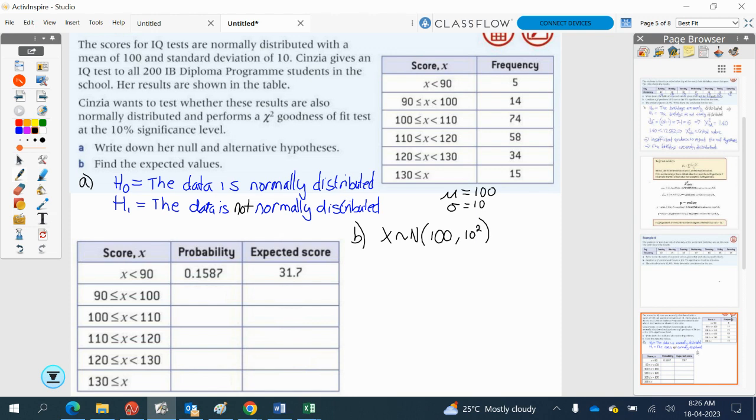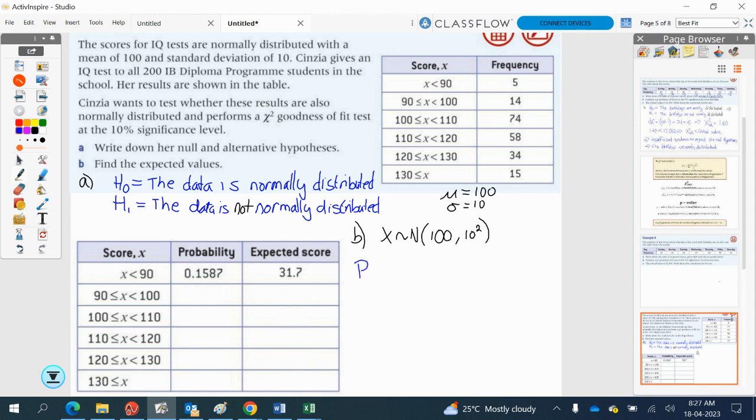The reason I was hesitant on it is because I thought that it was trying to separate the IB students down here from the general population up there. No, so we're taking the entire population. The entire population is all of her IB students. So the population we're talking about here is the 200 IB students. This isn't a sample, it's the entire population. So we can test the normal distribution this way.